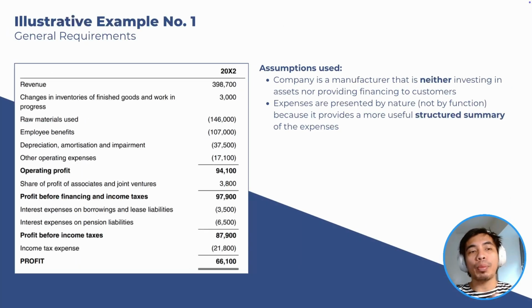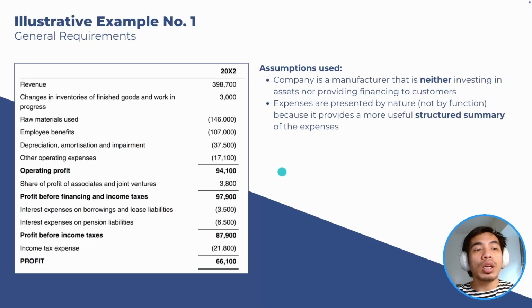So, illustrative example number one. This is the type of income and expenses, or statement of profit or loss, for a company applying the general requirement. The assumption that we're using is that the company is a manufacturer that is neither investing in assets nor providing financing to customers. So we're presenting the expenses by nature and not by function, because it represents the useful structured summary of the expenses.